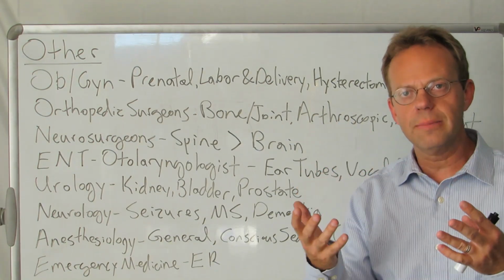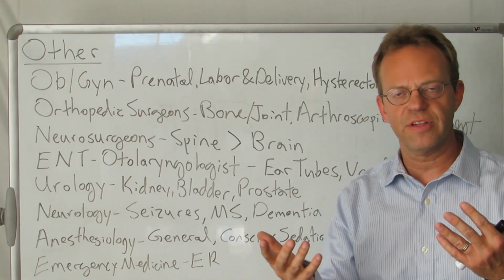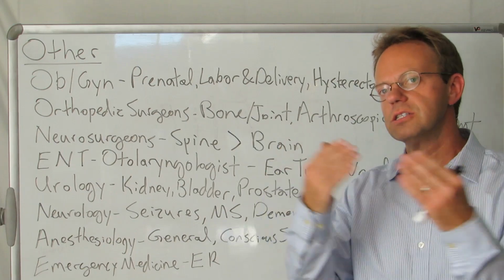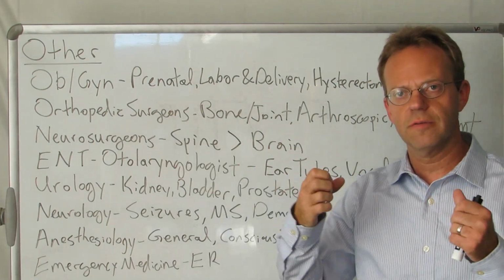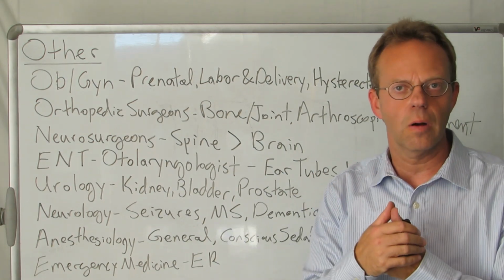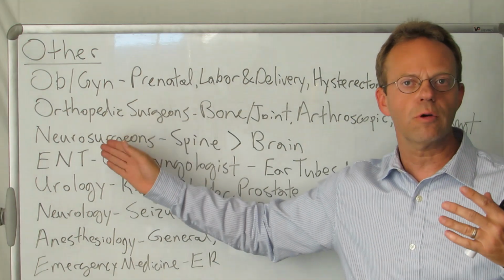But actually the most common thing that neurosurgeons work on is the spine as well. So there's much more spine pathology than there is brain pathology. So there's big overlap between orthopedic surgeons and neurosurgeons in terms of a turf war on who's going to operate on the spine.